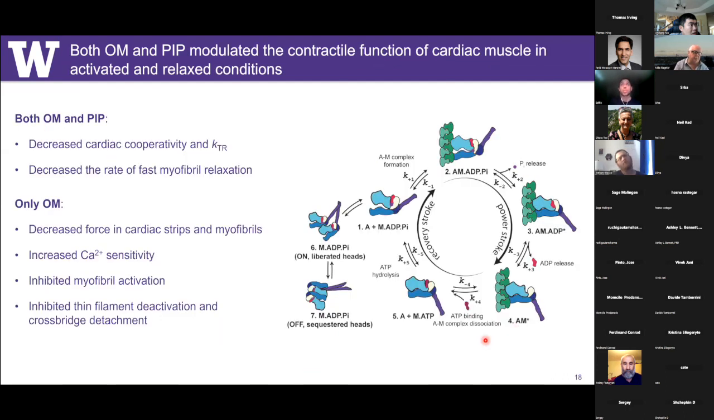And so these functional measurements show that both OM and heparin modulated the contractile function of cardiac muscle, although the relative magnitude of impact was greatly significant in OM compared to heparin. We observed that both OM and heparin decreased cardiac cooperativity and KTR in cardiac tissues, as well as decreased the rate of fast myofibril relaxation. However, only OM showed the phenotypes that were associated with decreased force in cardiac stripped myofibrils, an increase in calcium sensitivity, inhibited myofibril activation, and inhibited thin filament deactivation and cross-bridge detachment, thus alluding to inhibited product release.